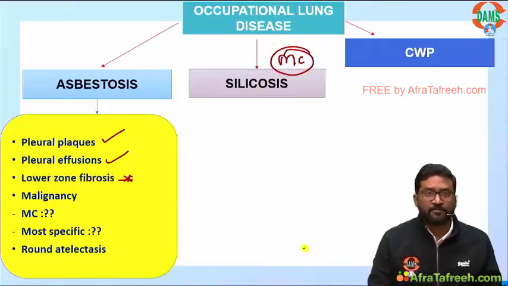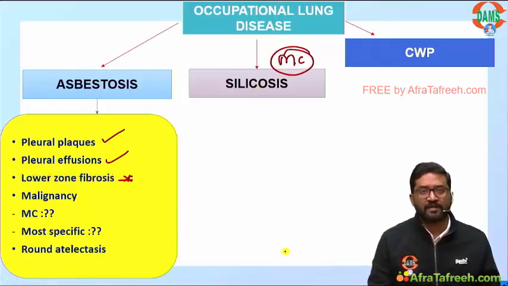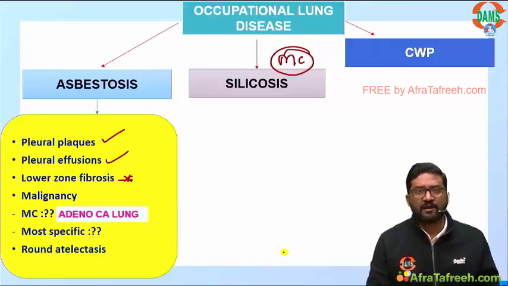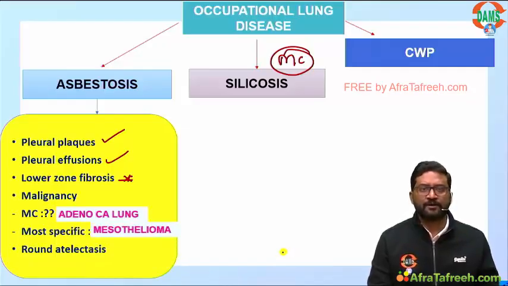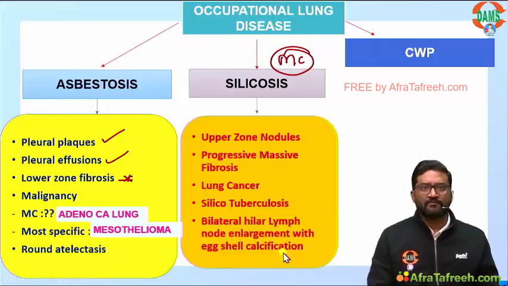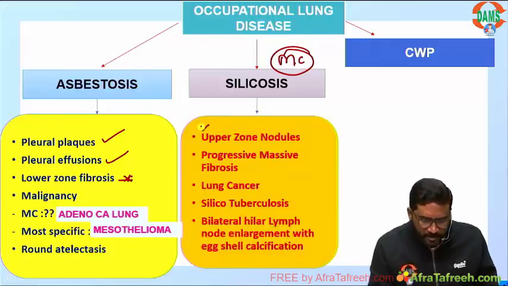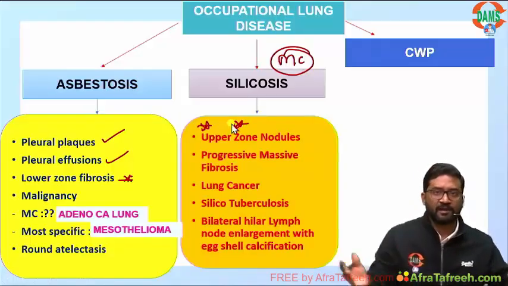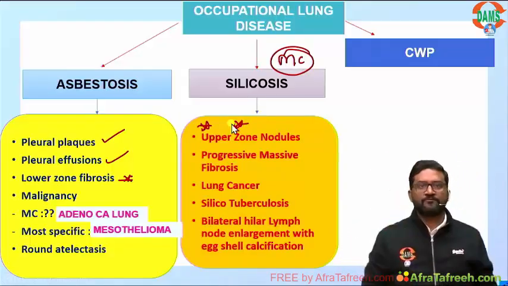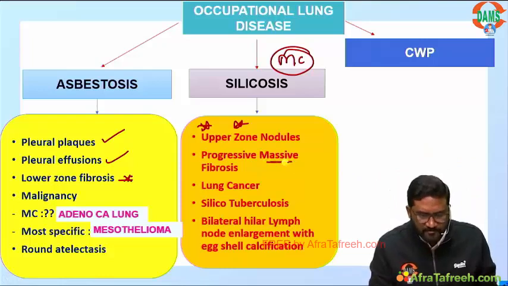And what is the most common malignancy associated with asbestos? It is still lung cancer, that is adenocarcinoma. Most specific is mesothelioma, and there is also another radiological finding in asbestosis called round atelectasis. Whereas silicosis is more in the upper zones. Initially there will be nodules. Later they can merge to form progressive massive fibrosis.